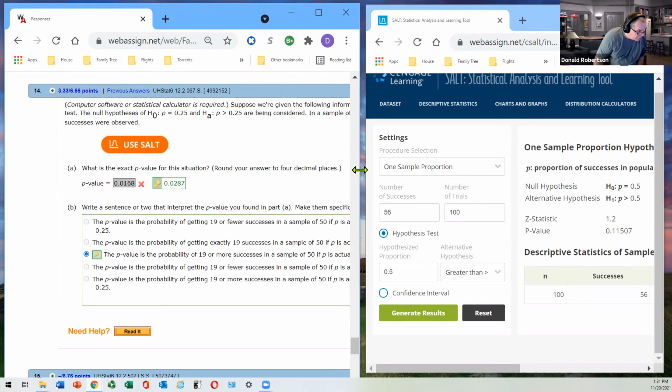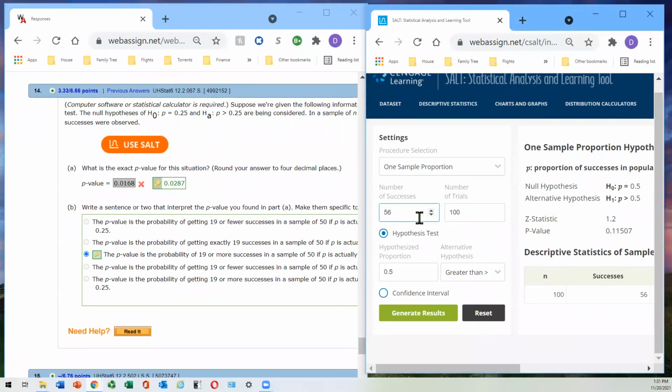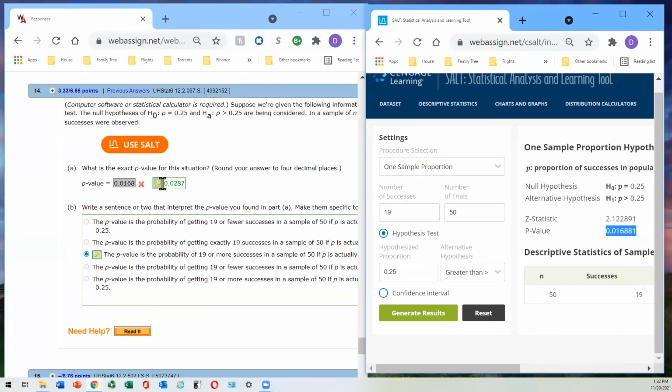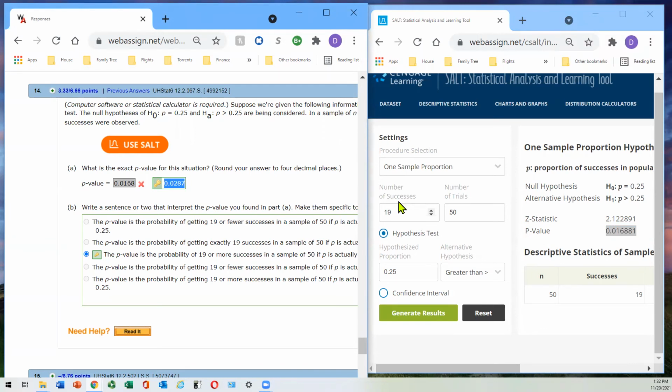While you're waiting for it to load, let's check your answers. So the story was 19 out of 50. So I went here and I'm going to put in 19 out of 50, just to be sure what you did, I hope. And in this story, it's 0.25, and the alternate is greater than. So when I do generate results, there's the 168 that you got. Do you see it? So you did it correctly. But that's the answer for some reason it thinks it should be. Weird. Yes. Okay.